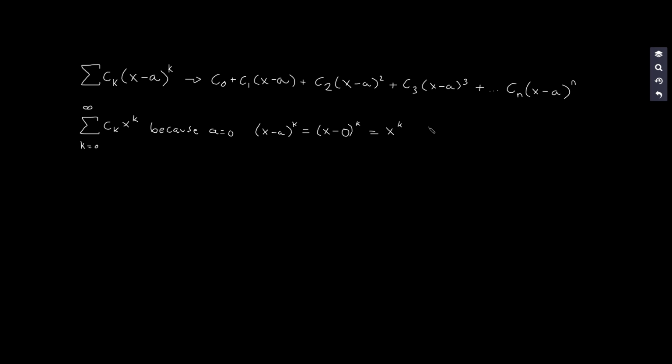And a very famous Maclaurin series is e raised to the power of negative x equals the summation from k equals 0 to infinity of negative 1 to the power of k over k factorial times x raised to the power of k.